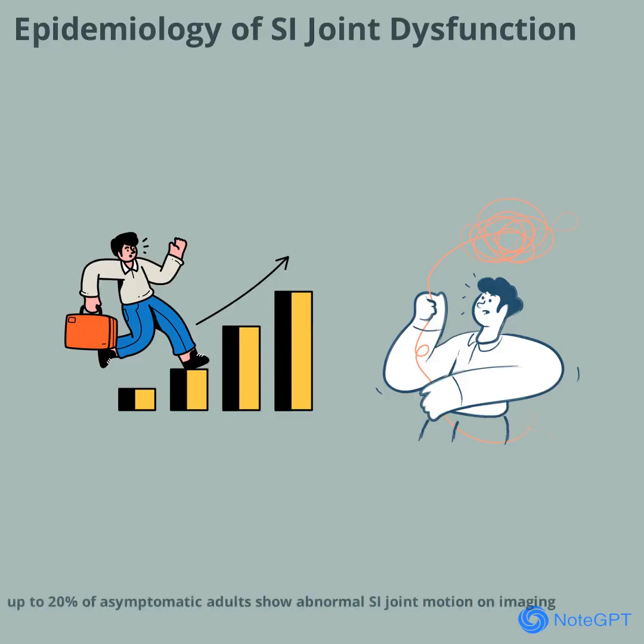Interestingly, up to 20% of asymptomatic adults show abnormal SI joint motion on imaging, highlighting the complexity of diagnosis. Surgical intervention is rare, reserved for the most severe or refractory cases, but when needed, it can provide significant relief. Understanding the epidemiology helps clinicians maintain a high index of suspicion for SI joint injury in patients with persistent back or pelvic pain.